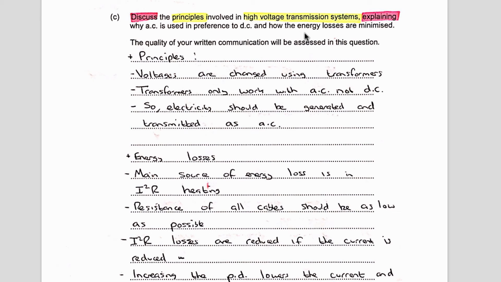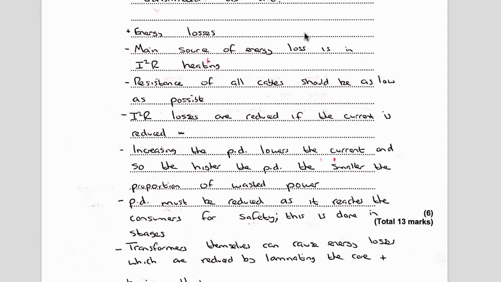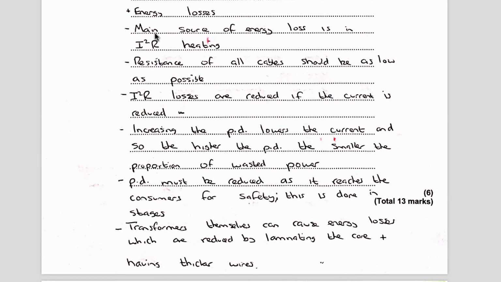We then need to explain or say why energy losses happen and also why they're minimised. So in terms of energy losses, the main source of energy loss is this I squared R heating again, so this Joule heating. So to minimise these losses, what we really want is the resistance of all the cables to be as low as possible. I squared R losses are reduced if the resistance is small, but also if the current is small. If we increase the potential difference, that lowers the current. So if you've got high potential difference, a smaller proportion of power is wasted.